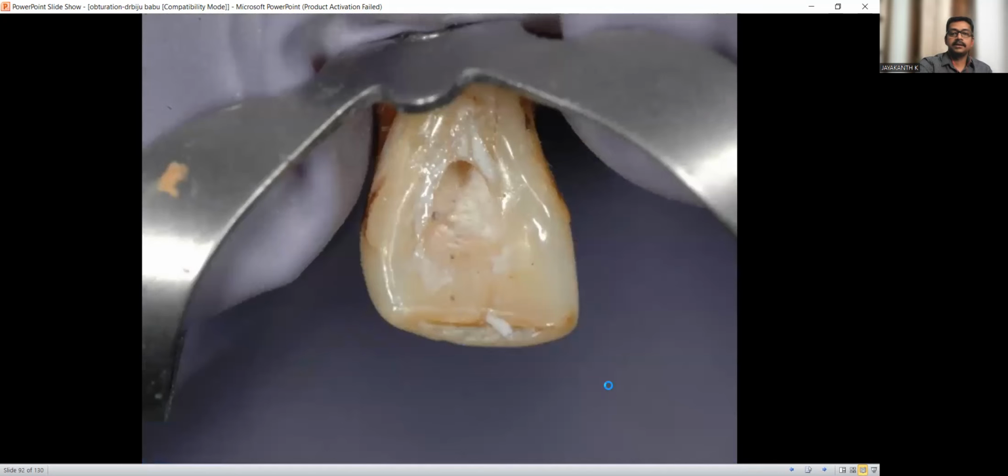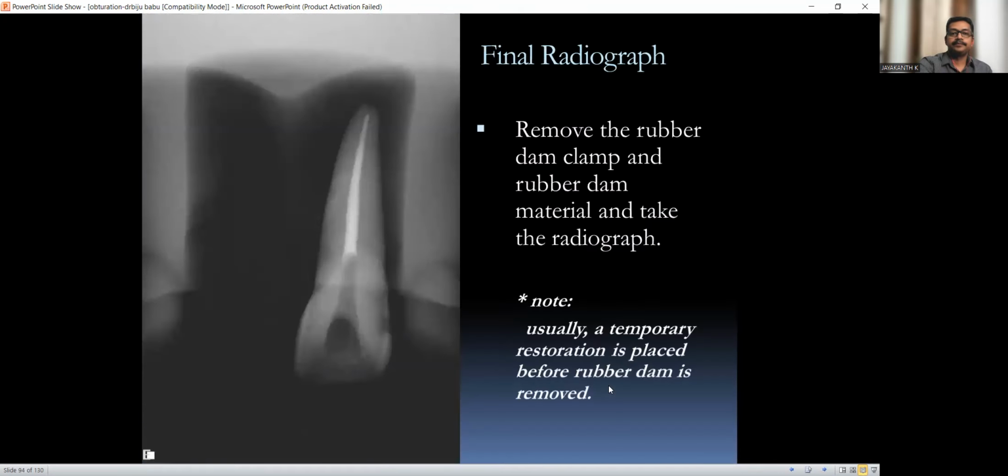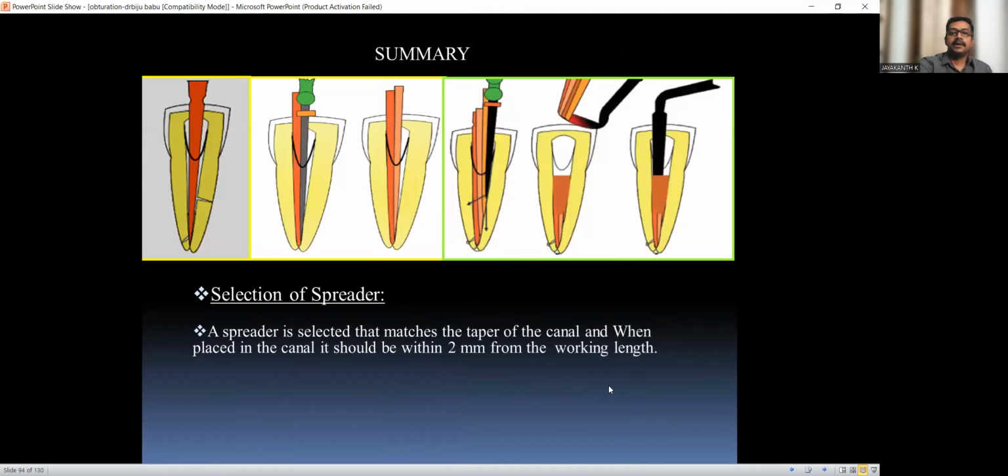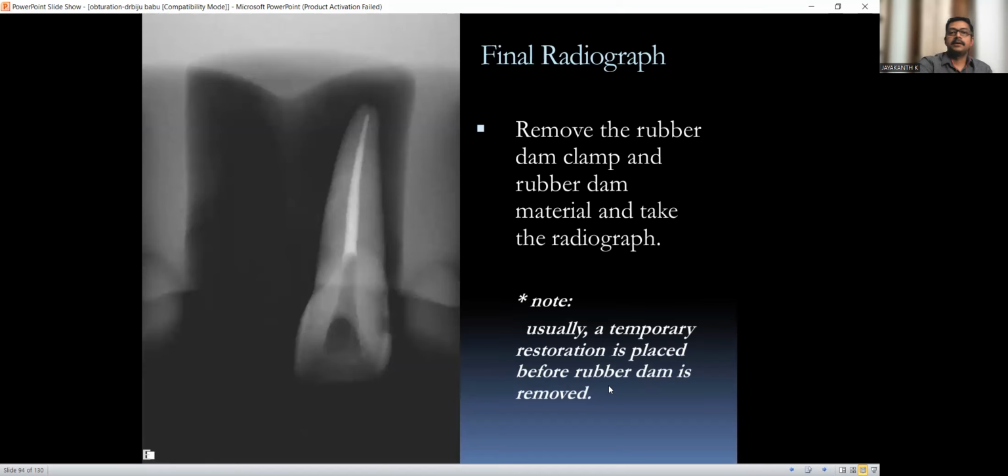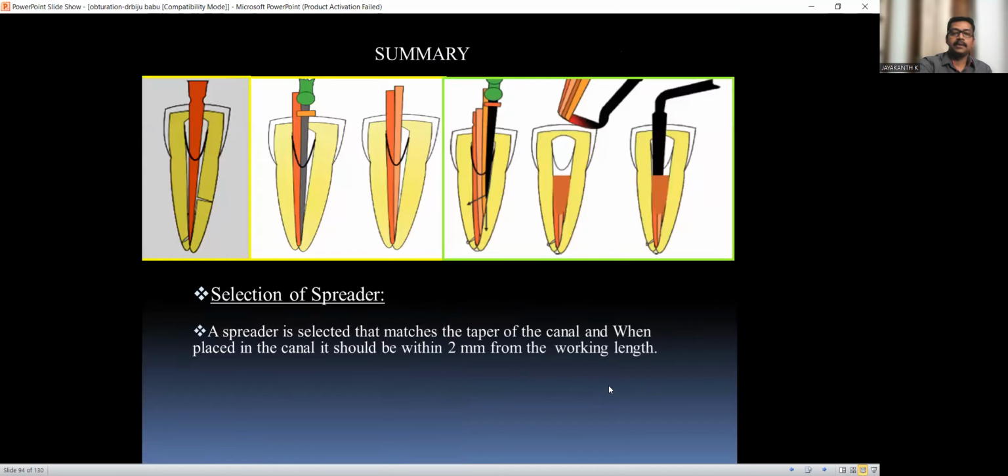Then condense it. Clean the coronal part of the orifice. Clear away the sealer particles. Then a final radiograph is taken. Remove the rubber dam clamp and rubber dam material and take the radiograph. Usually, you have to note that a temporary restoration is placed before the rubber dam is removed.